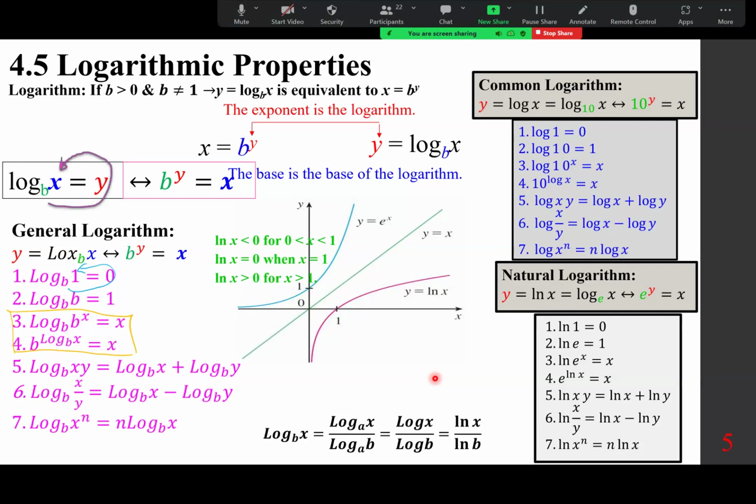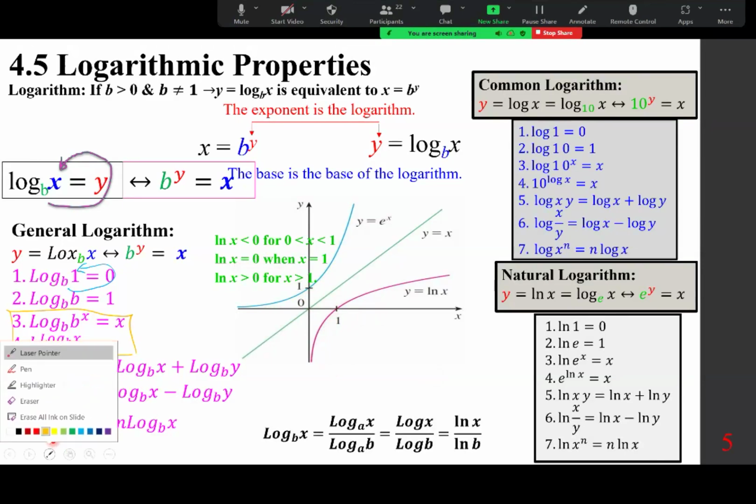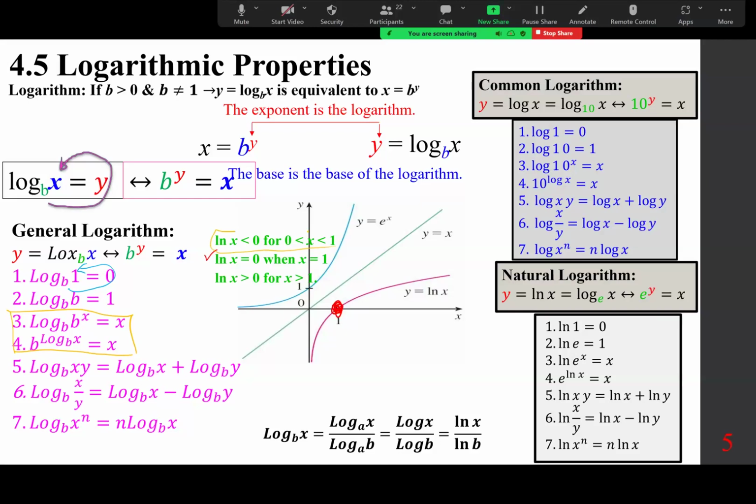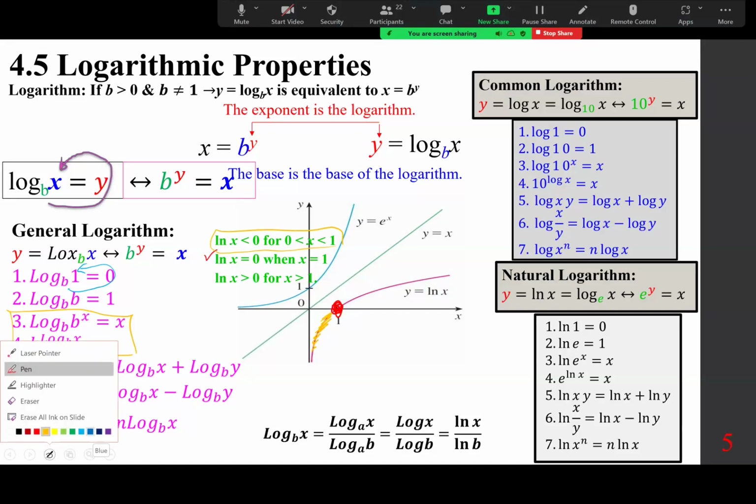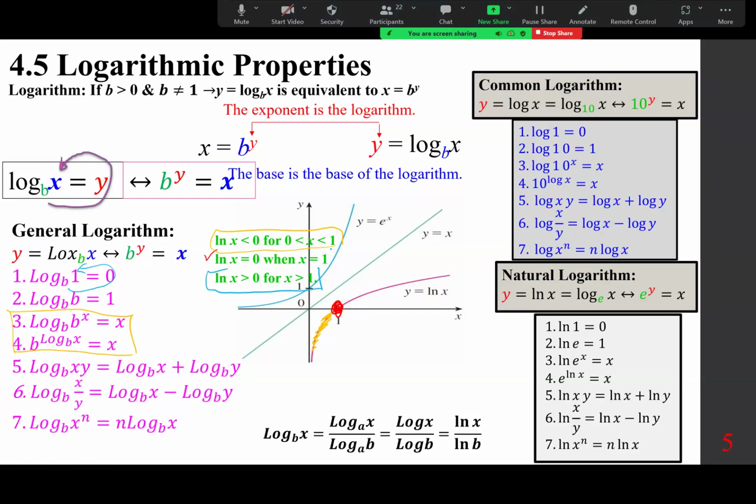Ln x is less than 0 for x being between 0 and 1. So if you look at this, the domain is from 0 to infinity. If it's in this vicinity, this portion is below the x-axis. And ln x is 0 at 1. So let's look at this point, this part, and this part means this portion of the graph. When ln x is positive, larger than 0, x must be larger than 1.